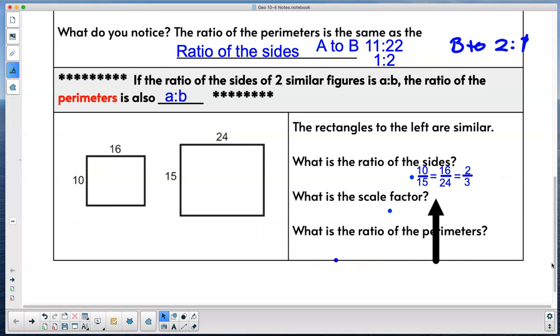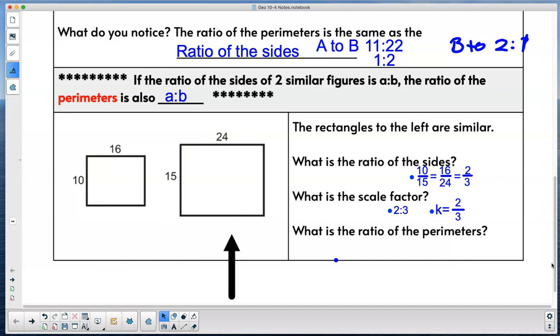What is the scale factor? Well, our scale factor is 2 to 3, and our K is 2 to 3 like that. So this one is 2/3 the size of this one.